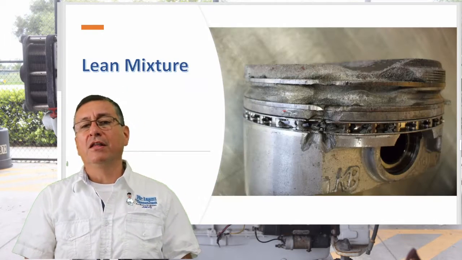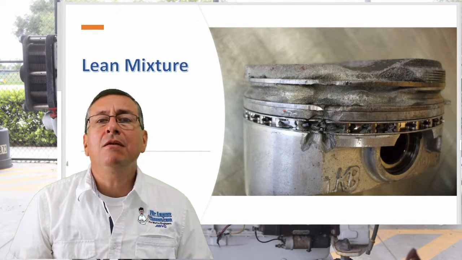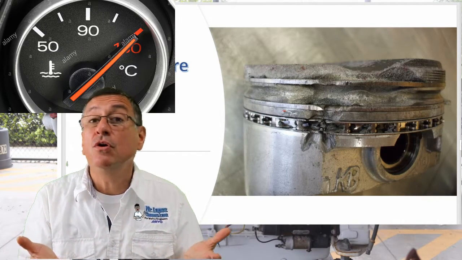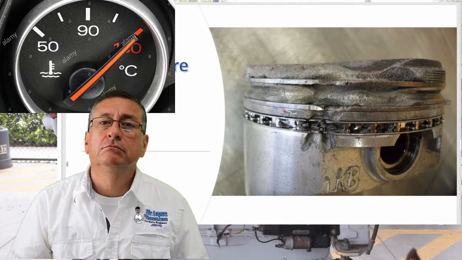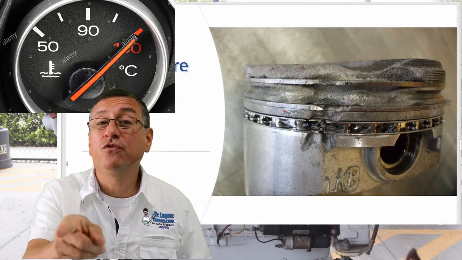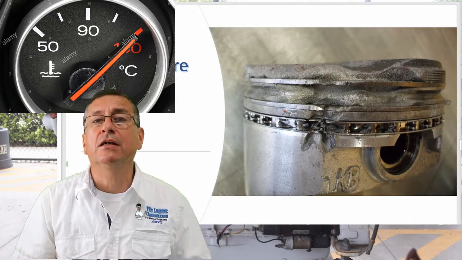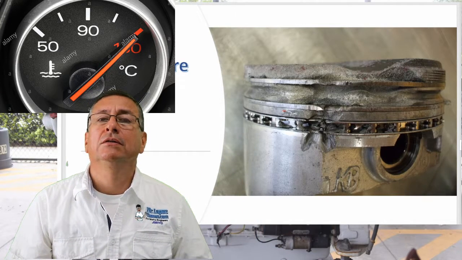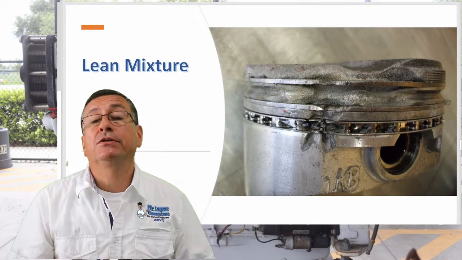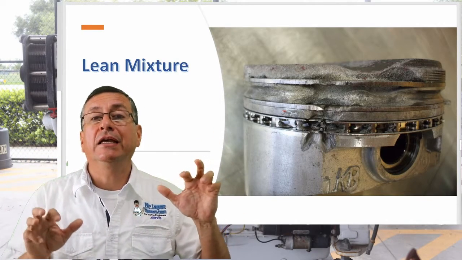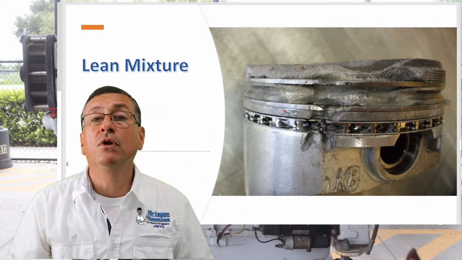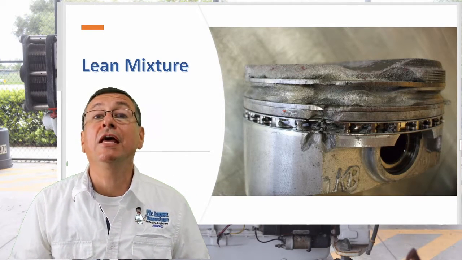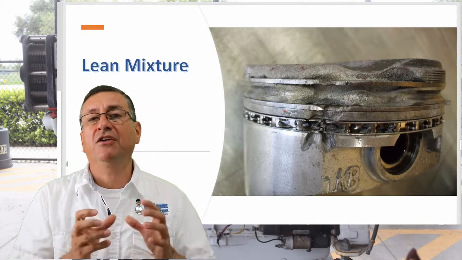The second one, lean mixture. Yeah, with lean mixture, you also have high temperature. But the high temperature is focused in that particular cylinder, only in one cylinder. Why? Because the ratio of air and fuel right now is more air and a little amount of fuel, less fuel than the recommended in the stoichiometric ratio.